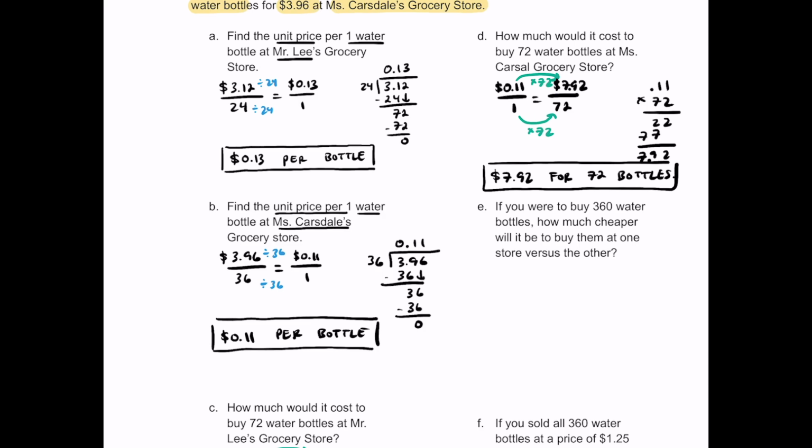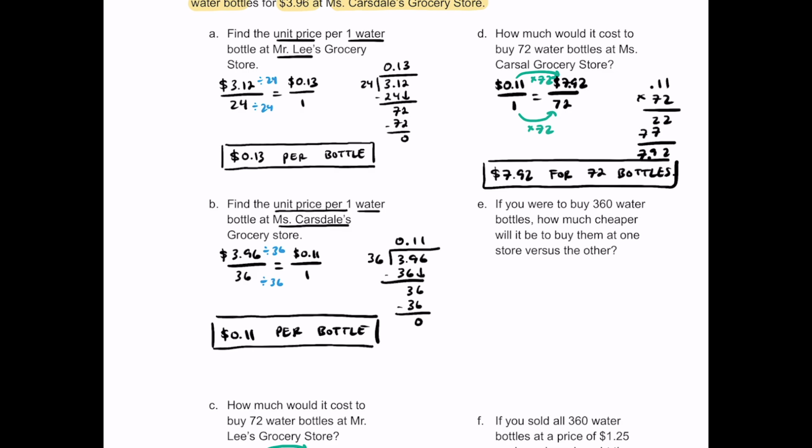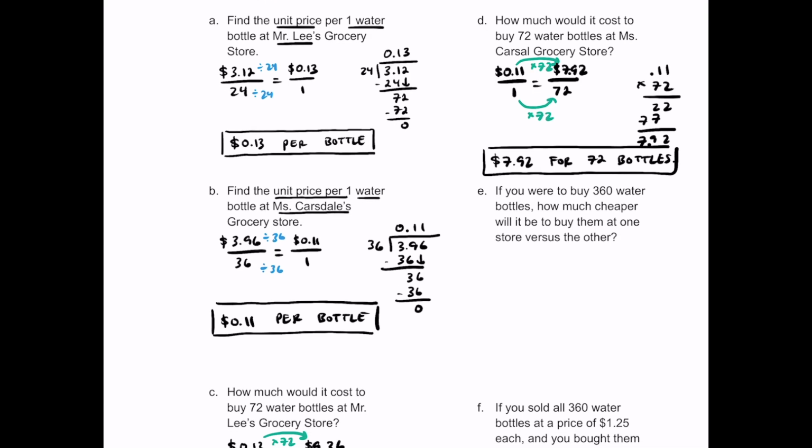Okay. All right, so let's take a look at part E. And in part E, it looks like the question is if you were to buy 360 water bottles, how much cheaper would it be to buy them from one store versus the other store? So we're buying 360 water bottles in total. So I think the most efficient way to do this is to look at the price difference for one bottle, right?